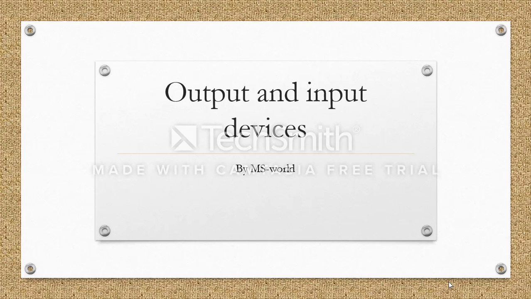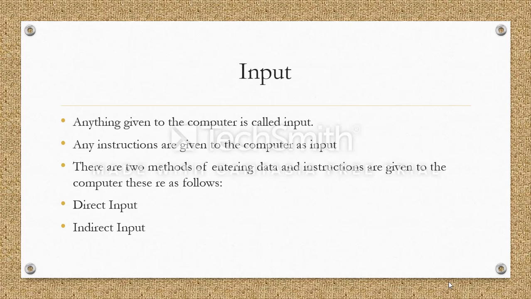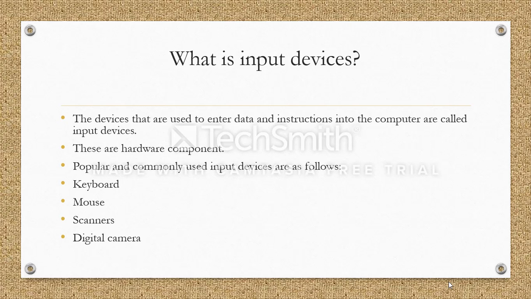Output and input devices by MS Word. Input. Anything given to the computer is called input, and instructions are given to the computer as input. There are two methods of entering data. Instructions are given to the computer. These are as follows: direct input and indirect input.